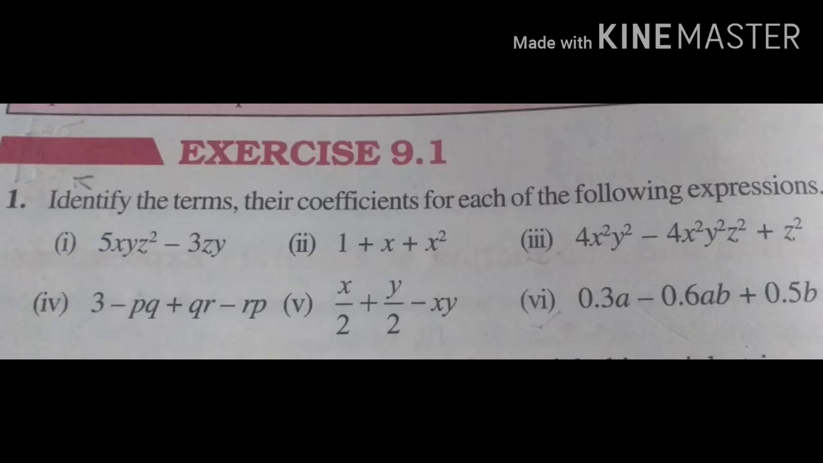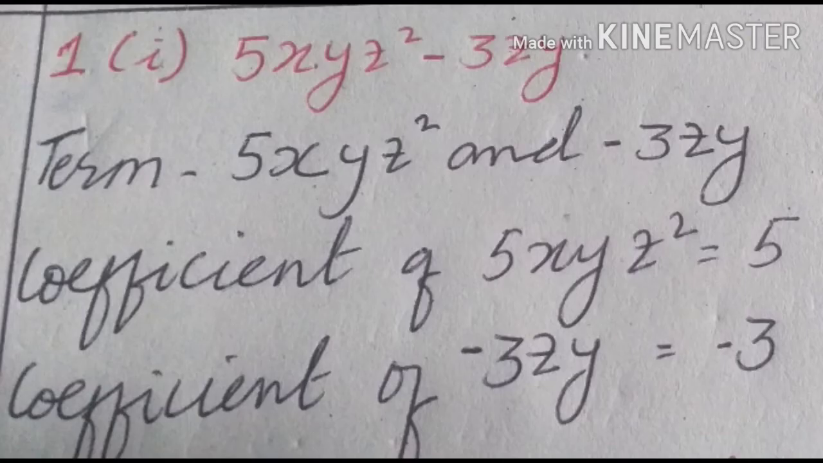Here we'll get the terms separated either with plus or minus. यहाँनिर के छ फर्स्टमा माइनस छ त्यसले गर्दा माइनस बीचमा छ कतिवटा भागमा बाँडियो दुईटा. So here the terms are 5xyz square, एउटा भयो, and another one we have minus 3zy.